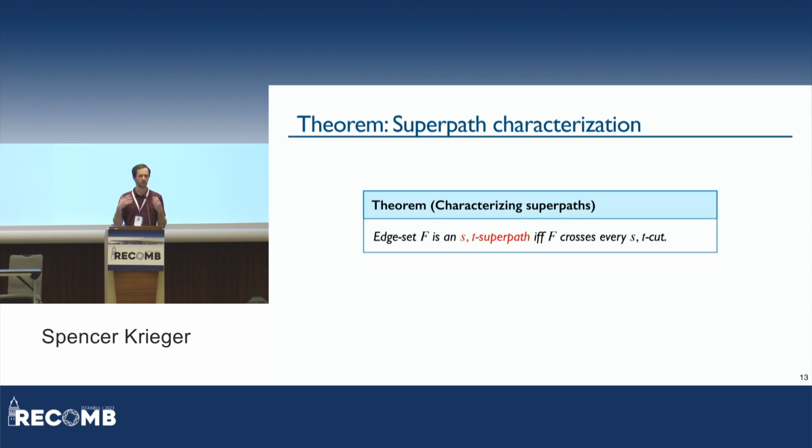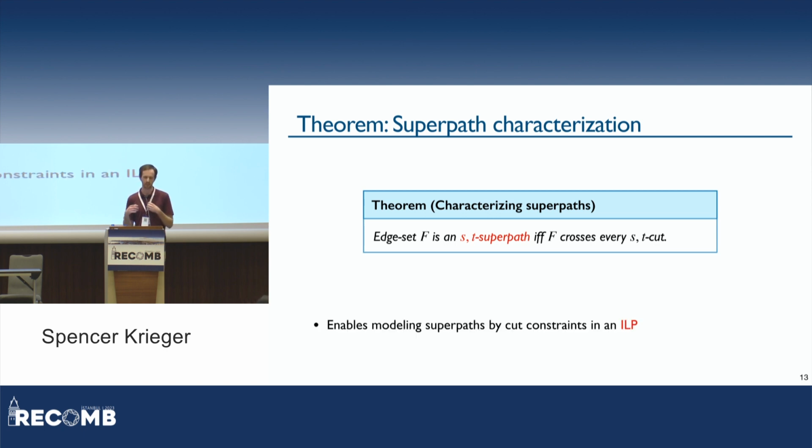So in the paper, we proved this theorem. This is the characterization theorem: an edge set F is an ST superpath if and only if F crosses every ST cut. So this is a simple theorem, and it enables us to model superpaths by cut constraints in a fairly clean integer linear program.